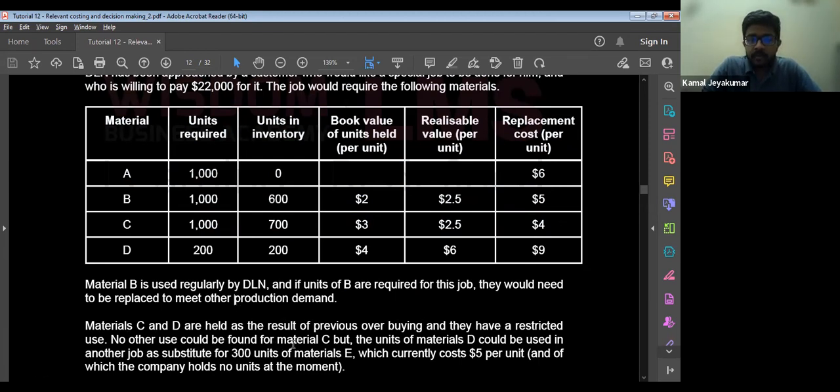No other use could be found for material C, right? Let's come to material B later. But for material C, they have said no other use at all. It's not regularly used, and there are no other uses also for material C. So the only thing that you can do with these 700 units in your inventory is you can sell it for scrap at $2.5, right? So the relevant cost of material C will be the 300 units that you are purchasing from outside into $4, right? Which is the replacement cost, plus the 700 units in your inventory into the realizable value of $2.5, right? Anyone has any problem with that?